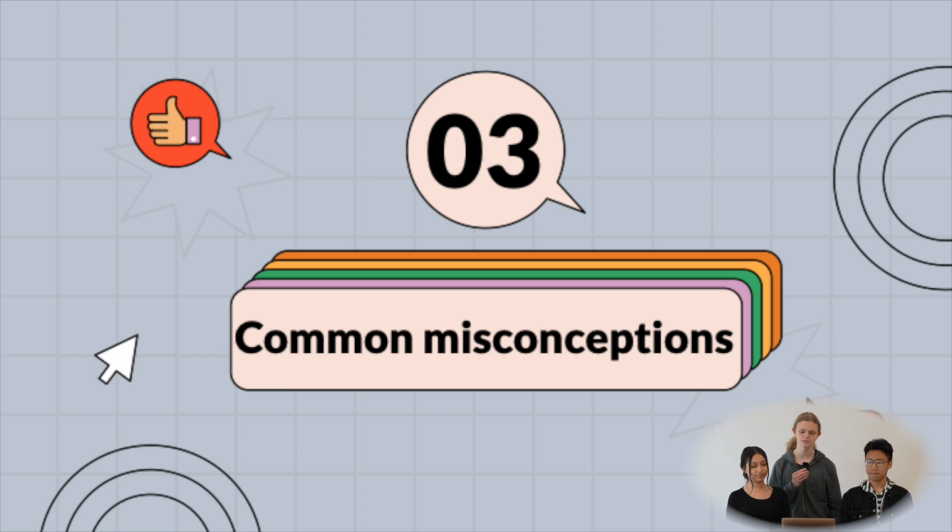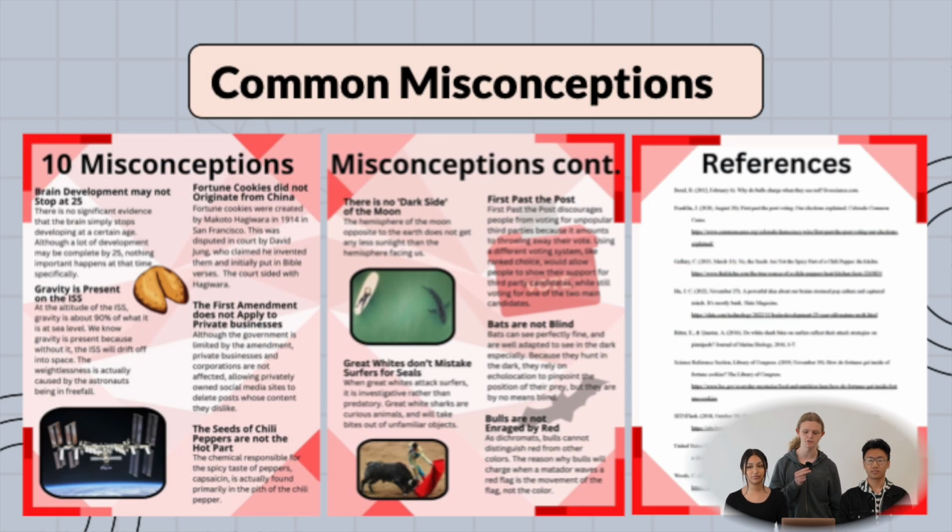Common misconceptions. For this section, we looked at a few common misconceptions that people had, and we wrote short blurbs debunking them. One of these was about Twitter. People often point to the First Amendment as a reason why Twitter should not be able to moderate its platform, but the First Amendment does not actually apply to private businesses like Twitter.